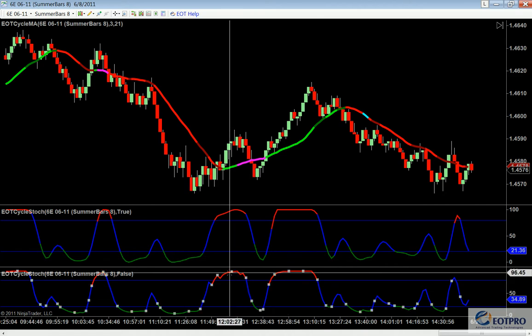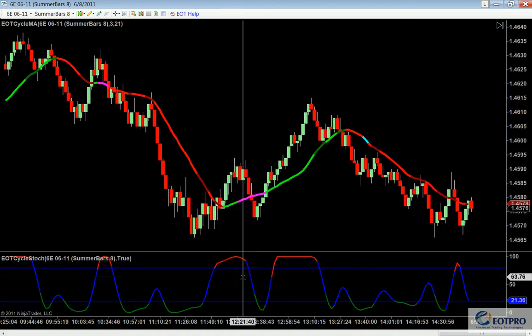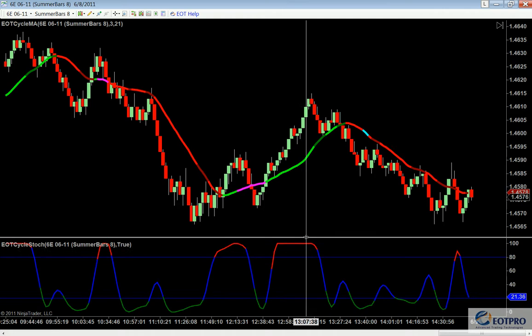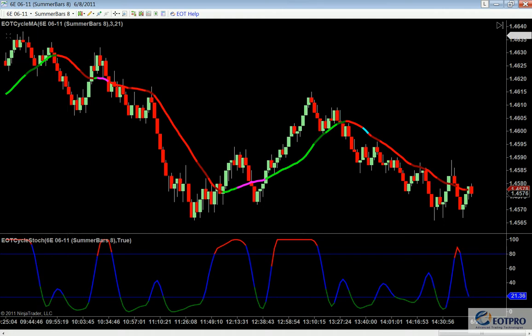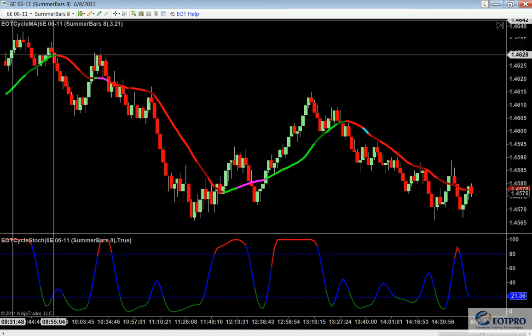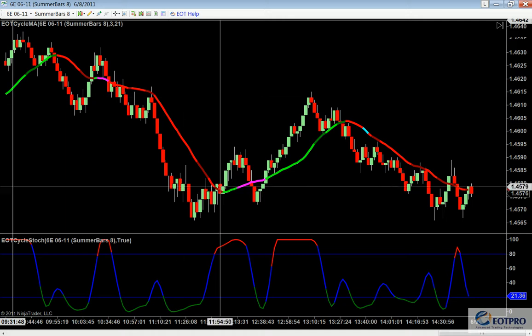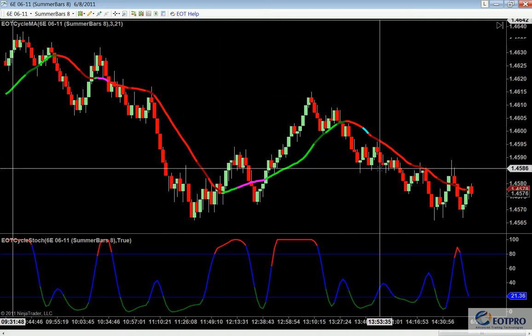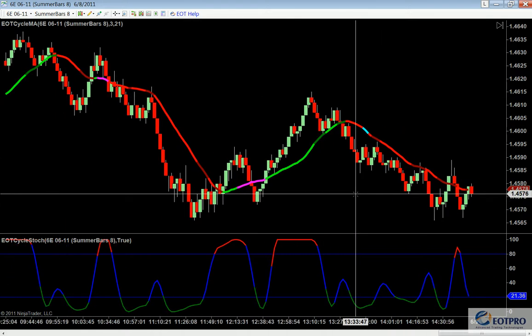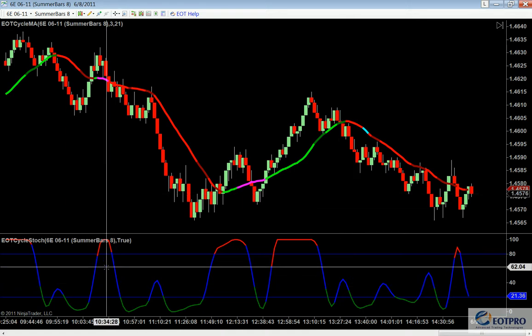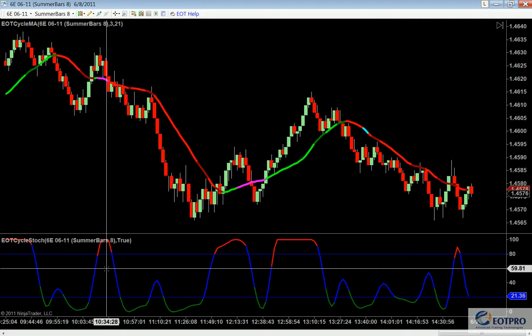Well, let's get rid of the jaggy one and look at the smoothed one instead. On top of price, we're looking at the euro. We have a 21 period cycle moving average, a very popular moving average of ours, and the stochastics smoothed, which, you know how I feel about this kind of stuff.